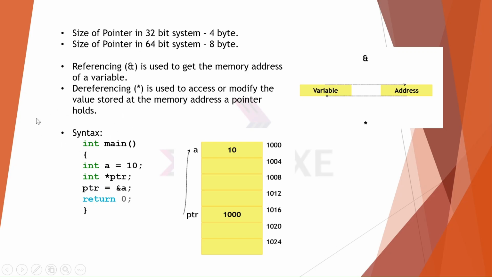Here is an example syntax for a pointer. The pointer has the value 1000, which is the address of variable a, and variable a has the value 10. To access the value 10 of variable a, we have to dereference the pointer, and then we get the value of a, which is stored in a.